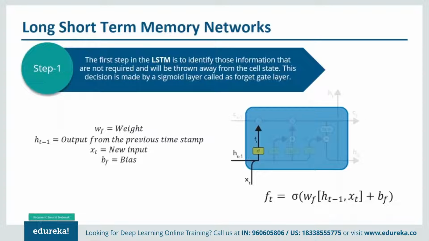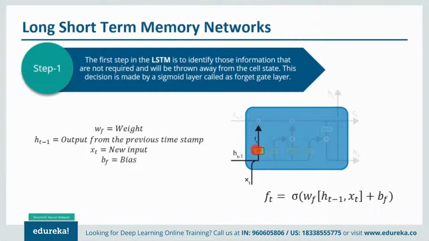Now this decision is made by the sigmoid layer. The layer that I'm highlighting with my cursor is the sigmoid layer called the forget gate layer. It looks at ht-1, that is the information from the previous timestamp, and xt, which is the new input, and outputs a number between 0 and 1 for each number in the cell state ct-1, which is coming from the previous timestamp. A 1 represents completely keep this, while a 0 represents completely get rid of this.